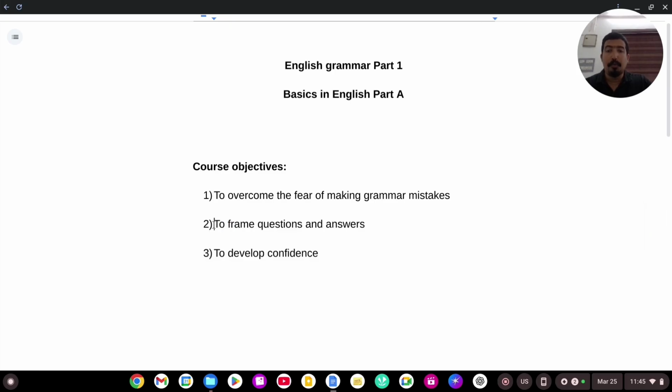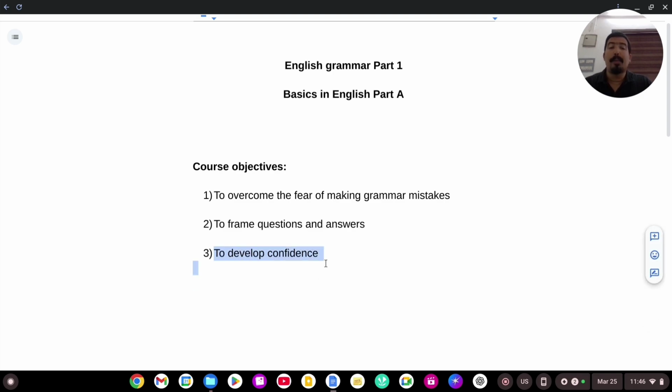Second one, to frame questions and answers. I hope you are reading on the screen along with me. To frame means what? To make something. To frame questions, you have to learn how to make a question, because in order to start a conversation with someone, you need to know how to ask a question and also to give an answer, right? So you will learn how to frame questions and also to give answers.